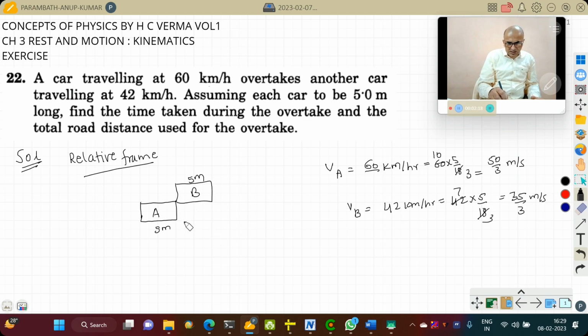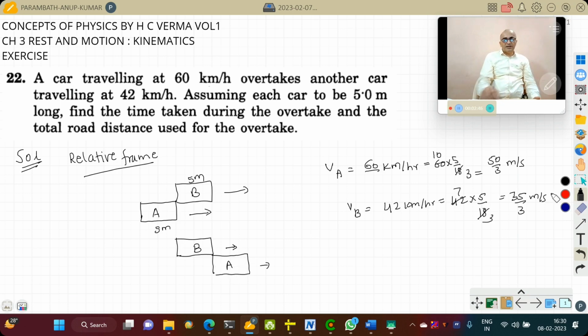See, this is the initial situation. Both are moving in the same direction. Then only there is a meaning of overtake. Overtake means they are in the same direction and you are overtaking. We want the final situation to be like this, that B should be here and A should be ahead. This is the final situation which we want. This is the overtaken condition.